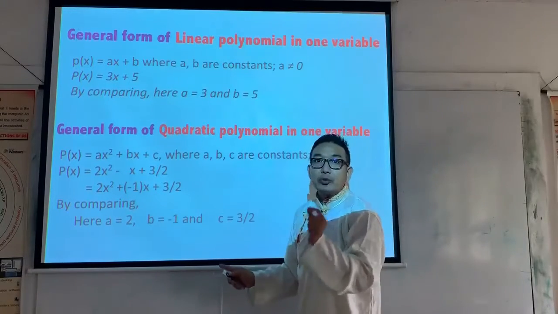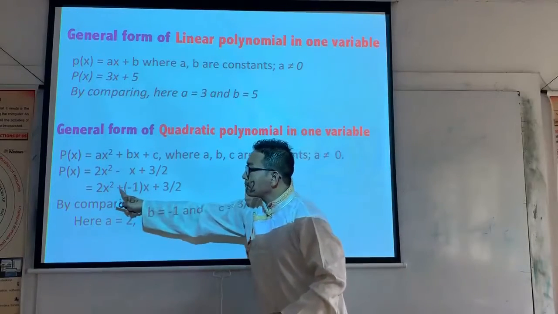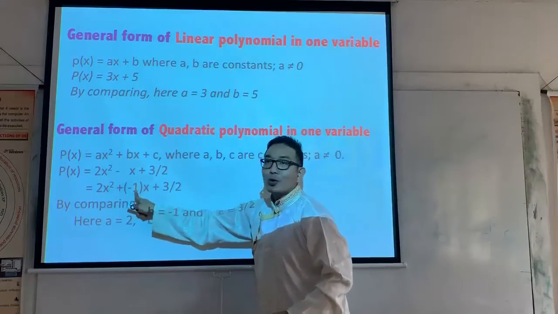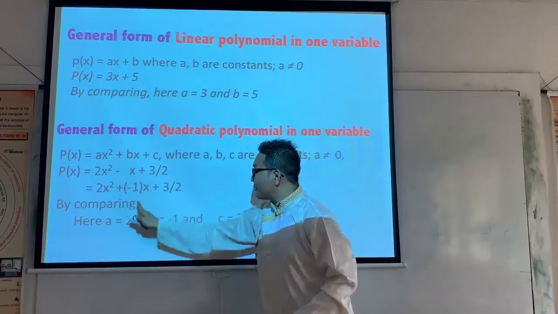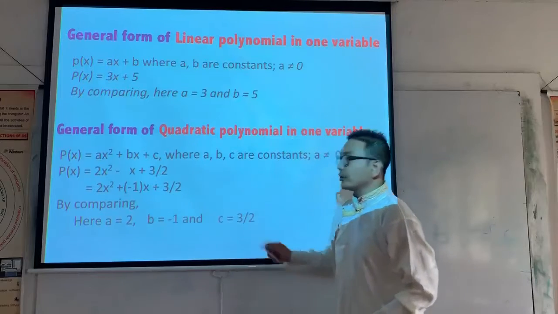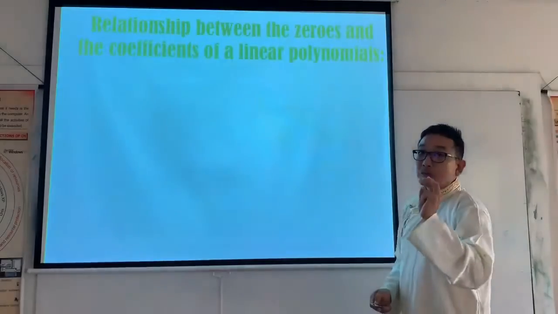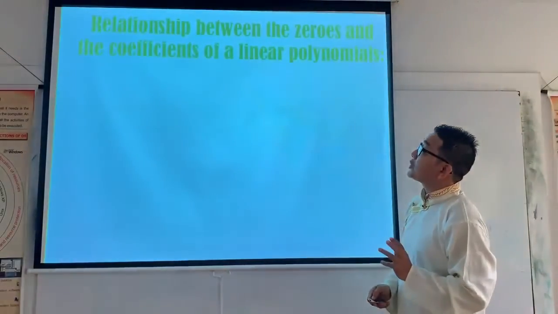The terms are separated by a positive plus sign. So b is such that it equals negative 1, and c is such that it equals 3/2. These numbers are defined in the polynomial.